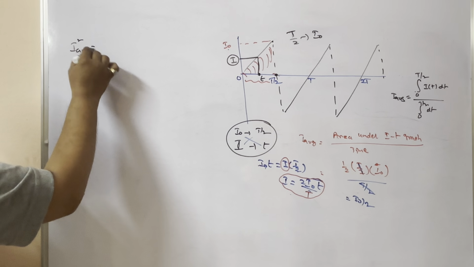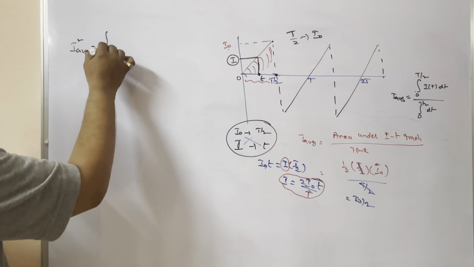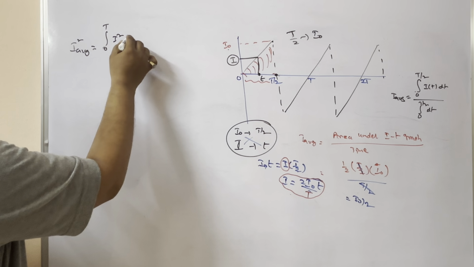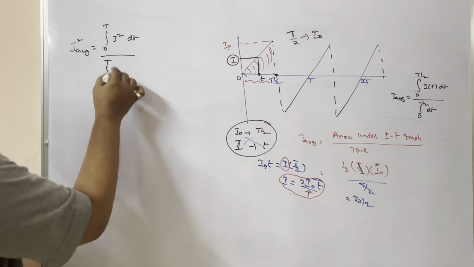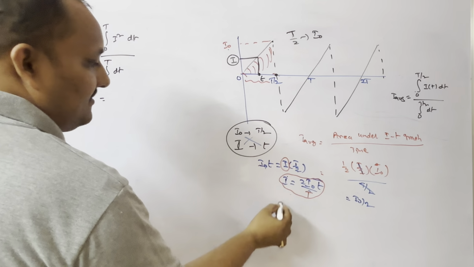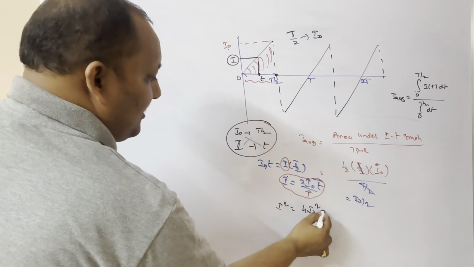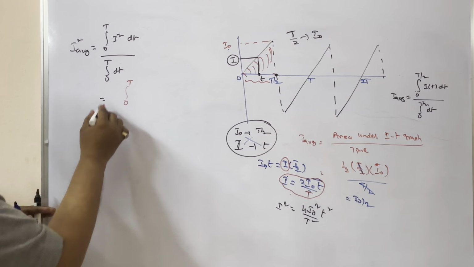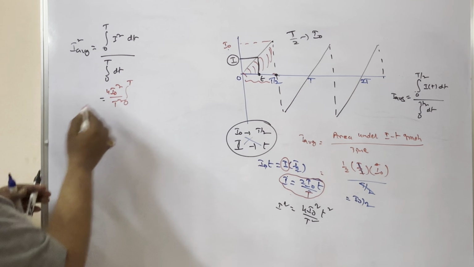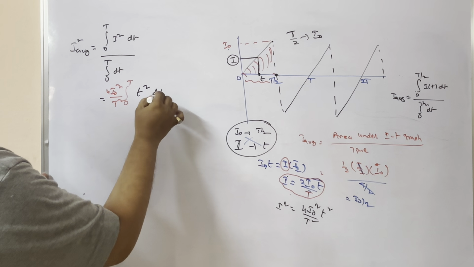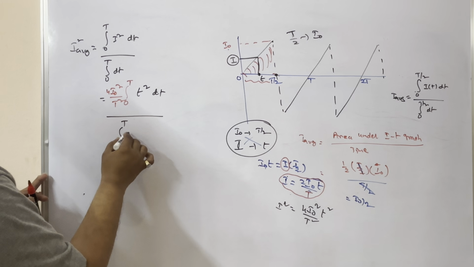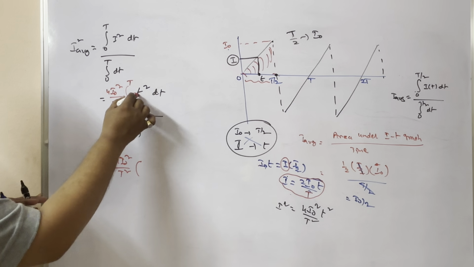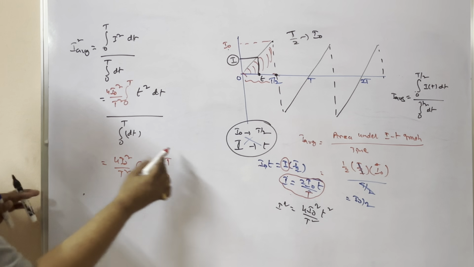So I average square is going to be the integral of I square dt from 0 to t, divided by the integral of dt from 0 to t. If you want to calculate between 0 to t or t by 2, that is their wish. So what is I square for this? I square equals 4 I naught square t square by capital T square. Therefore, between the limits 0 to t, 4 I naught square by T square I am writing outside. The remaining is the integral of t square dt, which is t cube by 3 between the limits 0 to T.